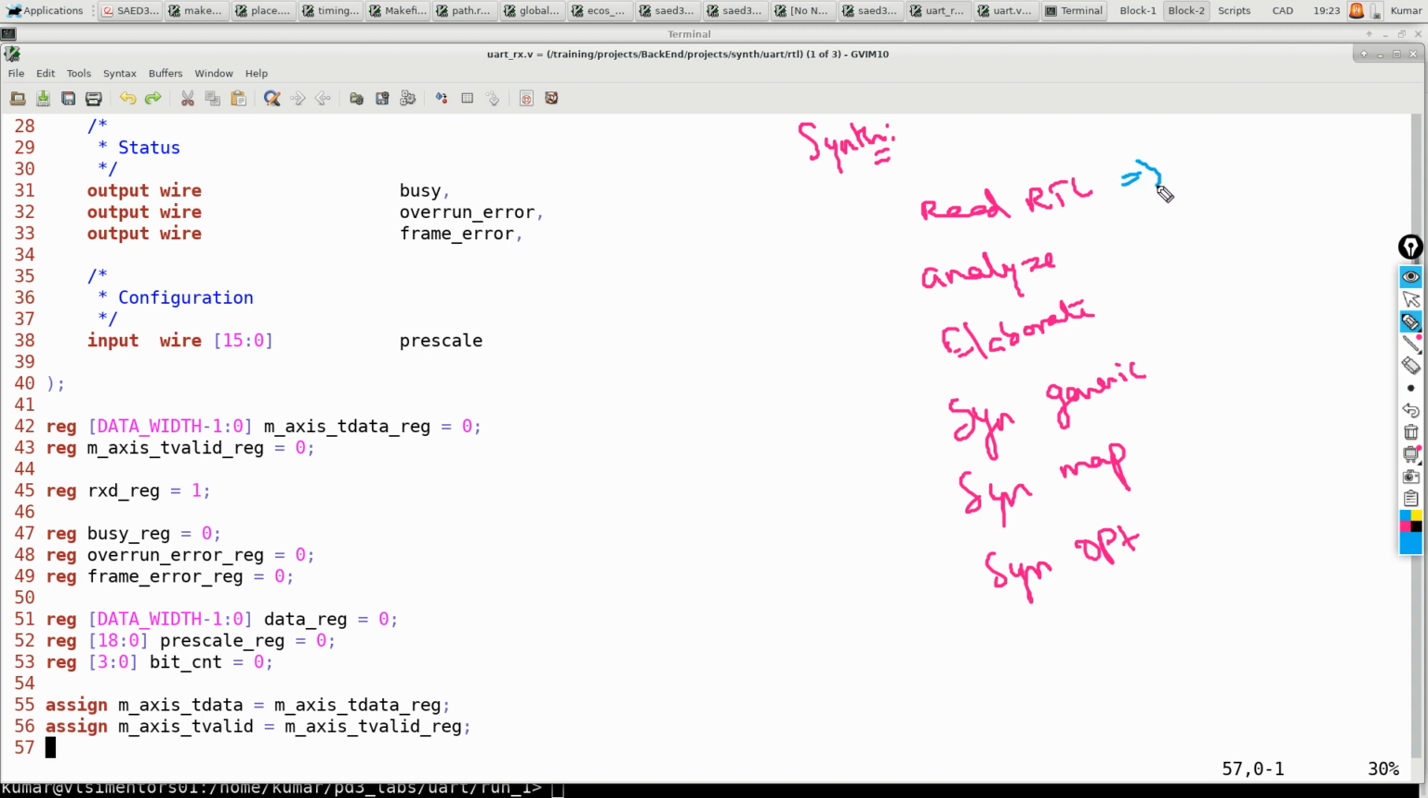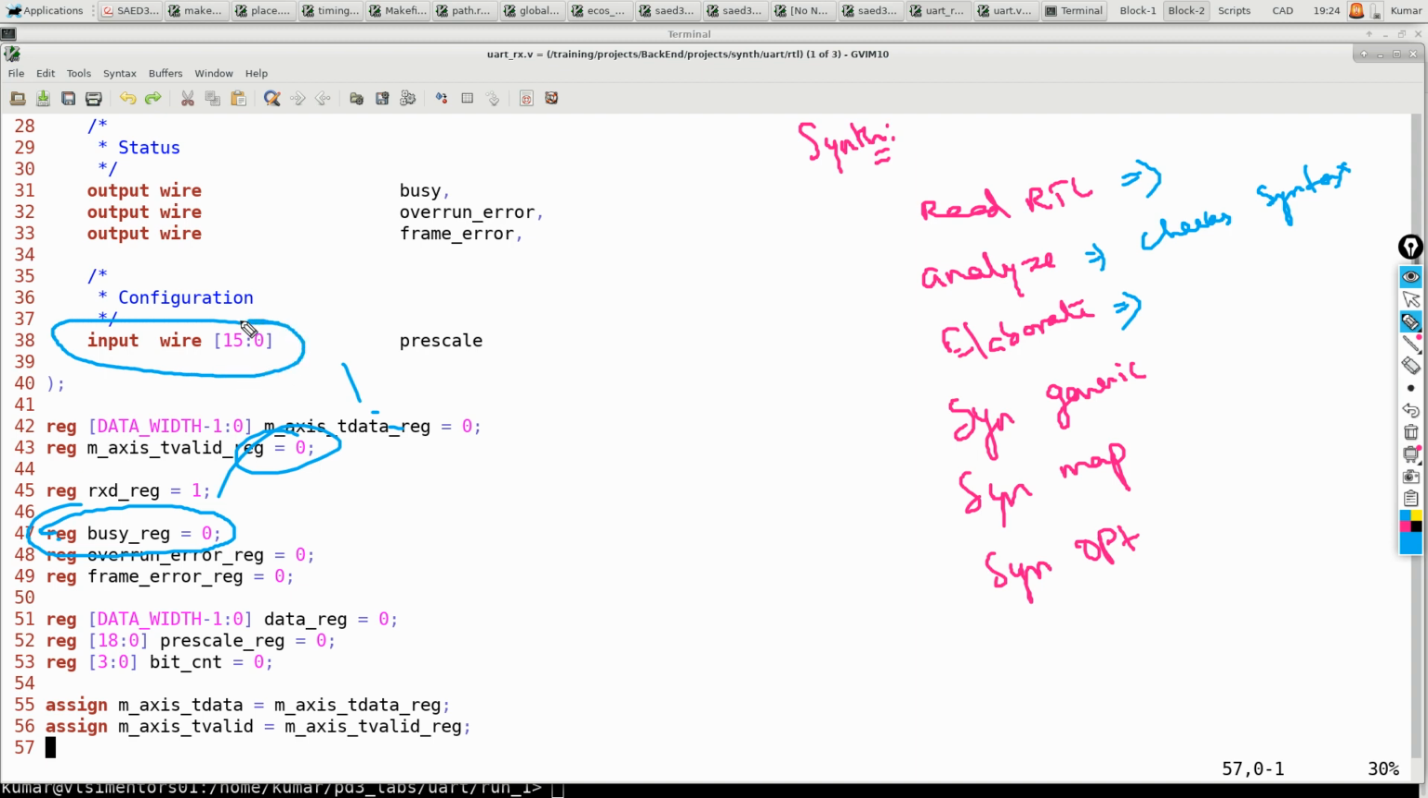What does the first part do? It reads the RTL as it is and checks syntax. There may be some syntax issues, for example if you missed or forgot to define some things. Then elaborate: here you have bits from 0 to 15, a 16 bit bus, so it tries to elaborate each and every bit and checks whether everything is linking properly or not.